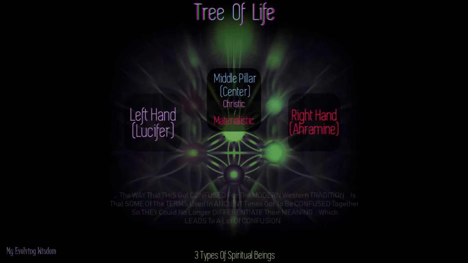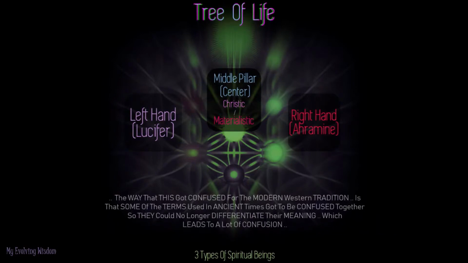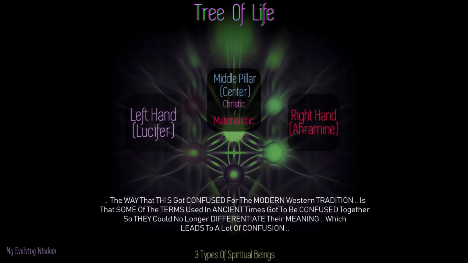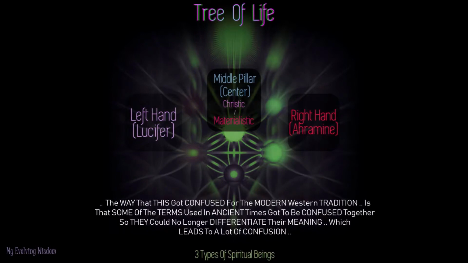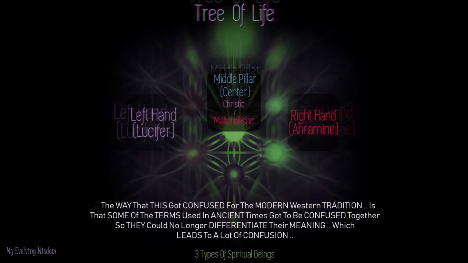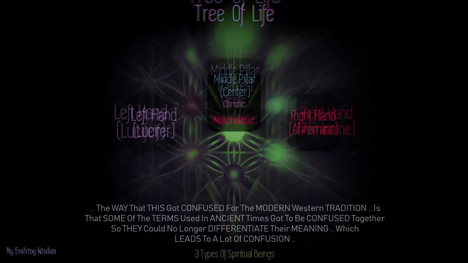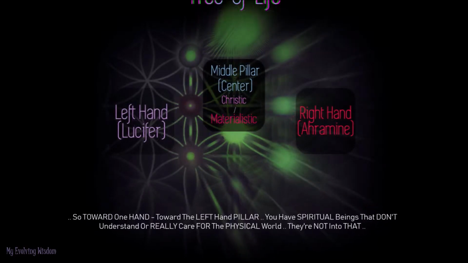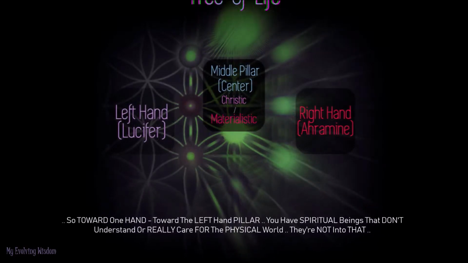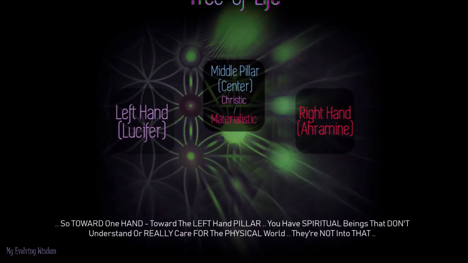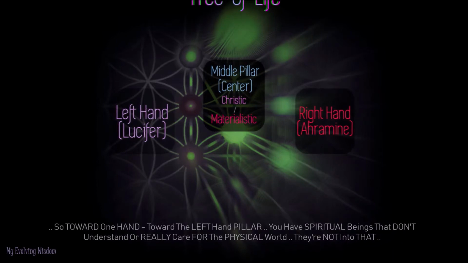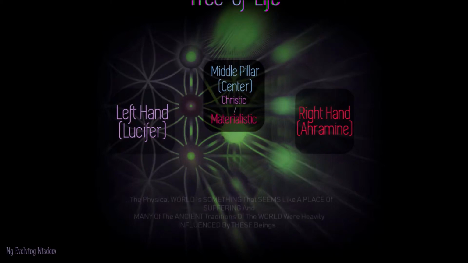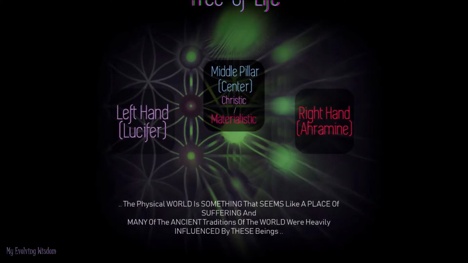Now, the way that this got confused for the modern Western tradition is that some of the terms used in ancient times got confused together so they could no longer differentiate their meaning, which leads to a lot of confusion. So toward one hand, toward the left-hand pillar, you have spiritual beings that don't understand or really care for the physical world. They're not into that. The physical world is something that seems like a place of suffering.